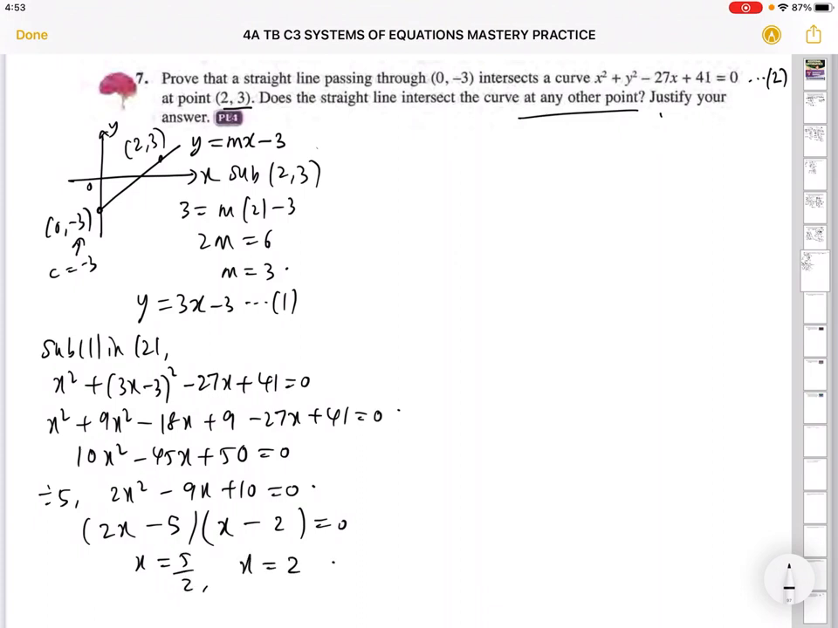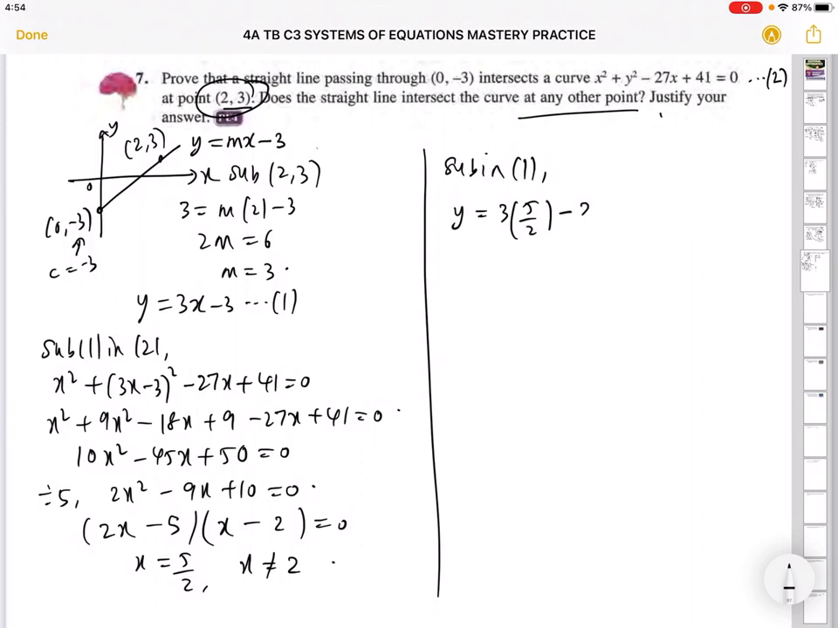But we know x cannot be 2, since it already intersects at point 2, 3. So we have to take x equals 5 over 2. Then you just sub inside equation number 1. So your y is now 3 times 5 over 2 minus 3. 15 over 2 minus 3 is 9 over 2. So does it intersect at that point? Yes, and the coordinate is 5 over 2, 9 over 2. If they say justify, your working is to justify this answer, which is yes.